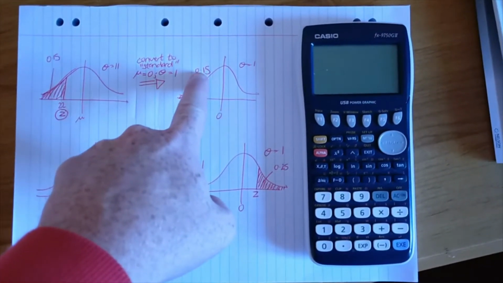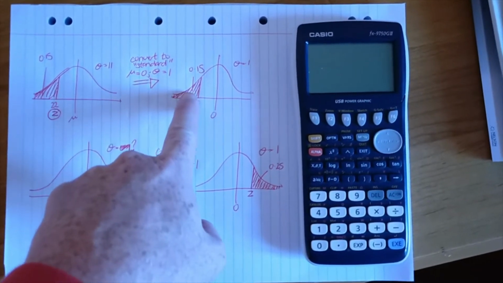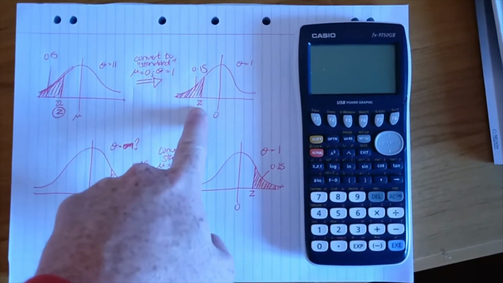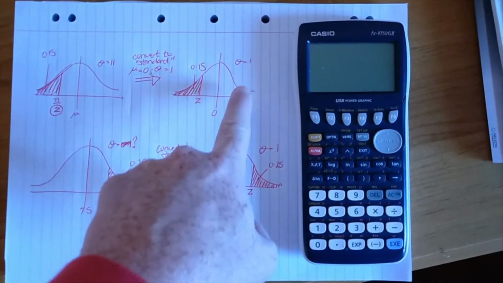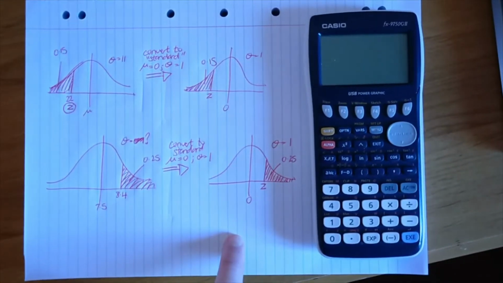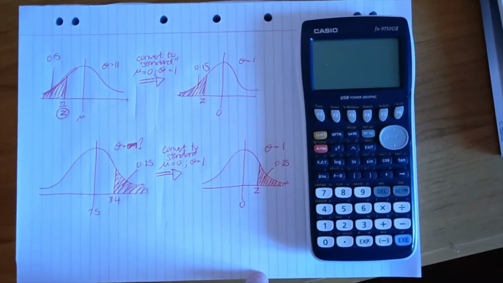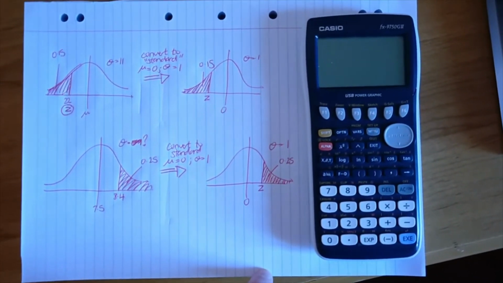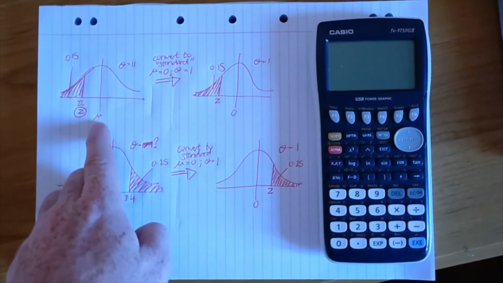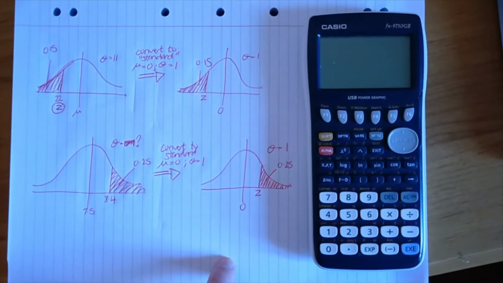We can see the area is still 15%. We've now got an unknown Z. The mean is 0 and the standard deviation is 1. And that means we can calculate the Z value, and we can put that into our Z formula to algebraically solve for our unknown mean. So let's get into this question.